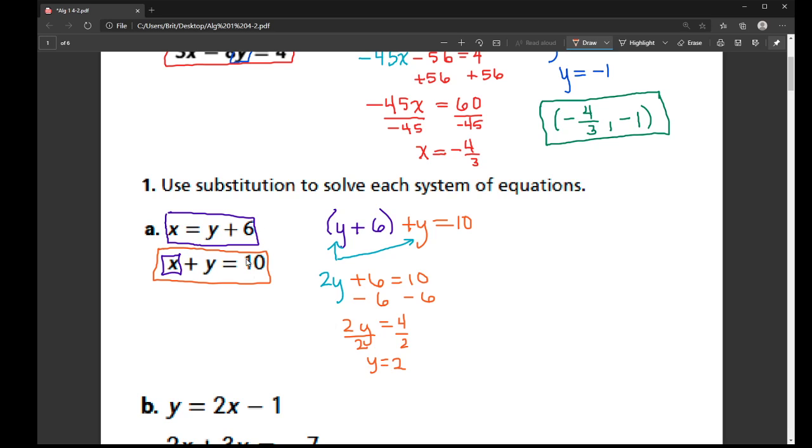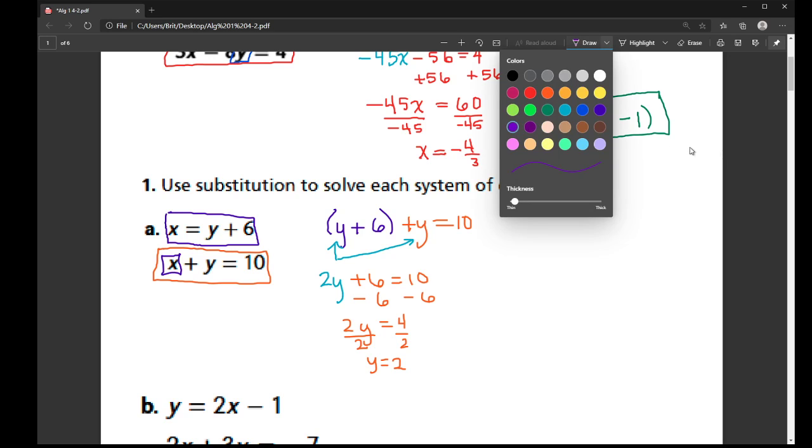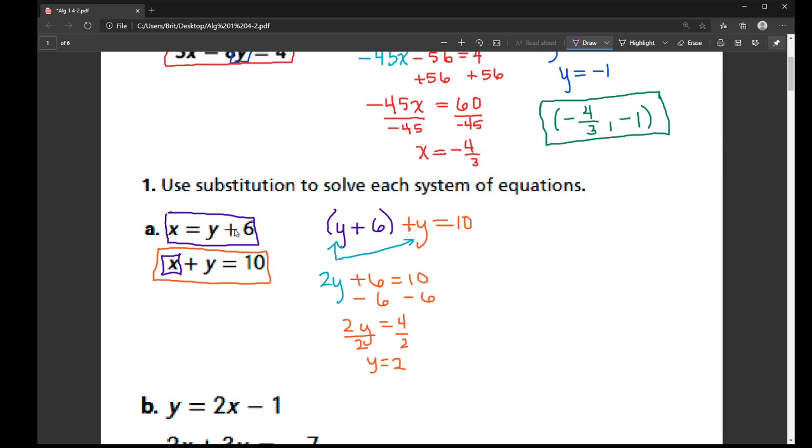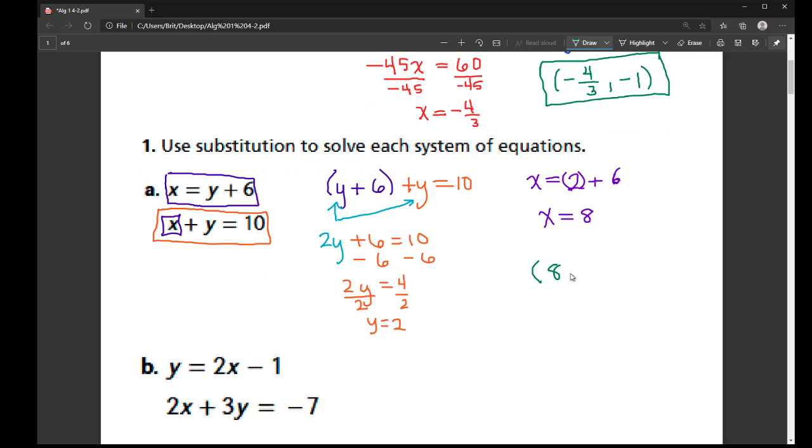Now to find x, I'm going to plug y into either one of my equations. I'm going to plug it into this bluish purple one, just because x is already alone. So I have x is equal to my y, which is 2, plus 6. Now notice it's also good practice when I'm just plugging in numbers to put the parentheses. I don't necessarily need it for this one. But sometimes if you have a negative and it's multiplied by stuff, it's really good to always use those parentheses. So 2 plus 6 gives me an 8 for x. So my final solution is the ordered pair 8, 2.